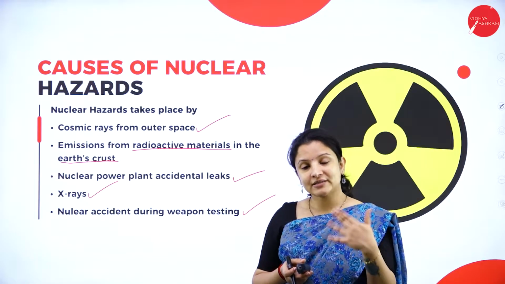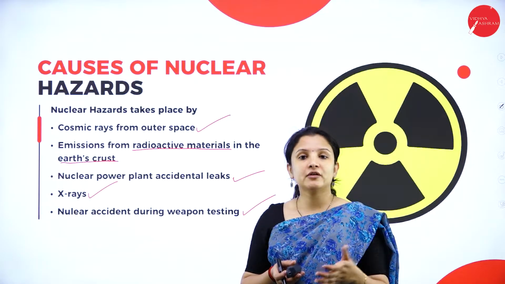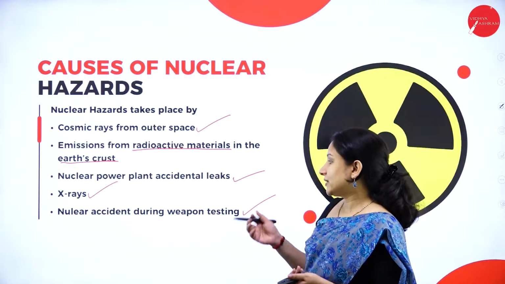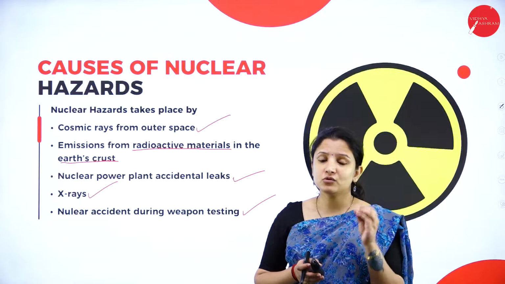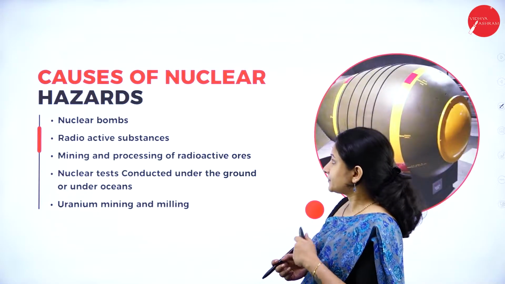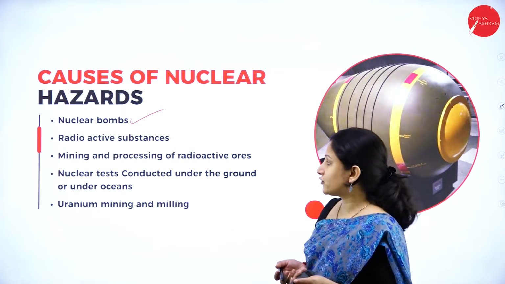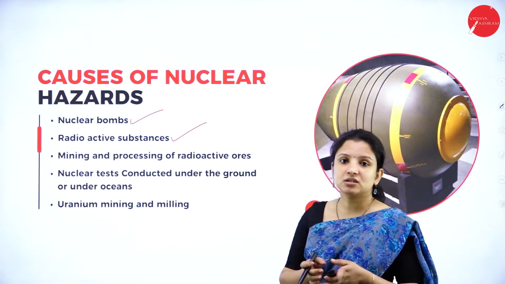The Russians themselves cannot stay in that place in the future because the whole environment will become contaminated, it will become radioactive. That is why nuclear accidents during weapon testing is one of the most devastating causes of nuclear hazards. Next is nuclear bombing, as I gave you the example of Hiroshima and Nagasaki. Next is because of radioactive substances.